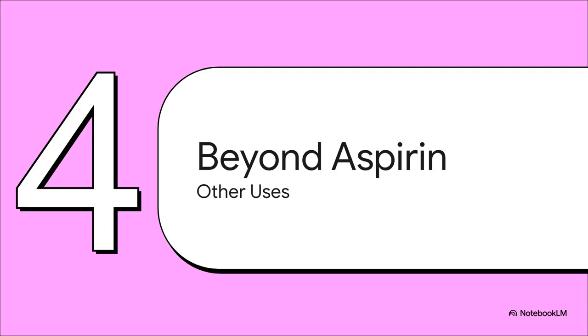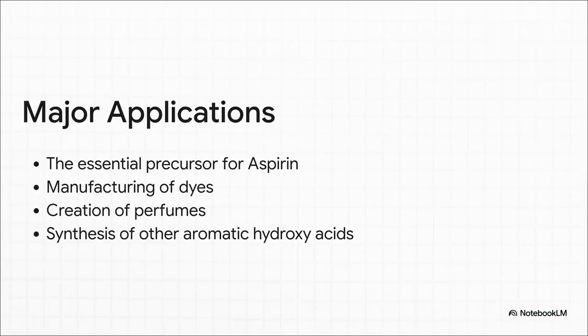Now, while aspirin is definitely its most famous child, the salicylic acid that we get from Kolbe's reaction has a much, much wider legacy. It's a really versatile chemical building block that's used all over different industries. So the crucial point here is that this reaction is not a one-trick pony. Not at all. Yes, it's the essential precursor for aspirin, but that exact same salicylic acid is also used in making vibrant dyes, formulating scents for perfumes, and as a general starting point for a whole family of other useful chemicals.